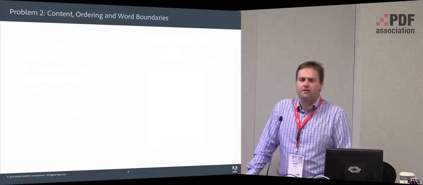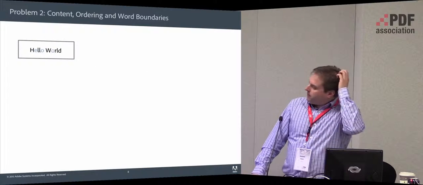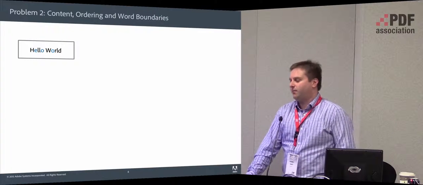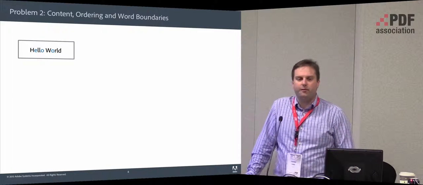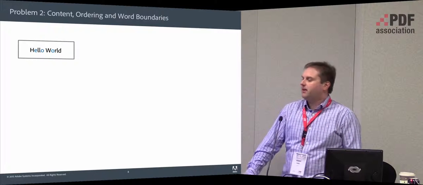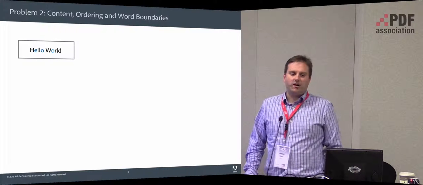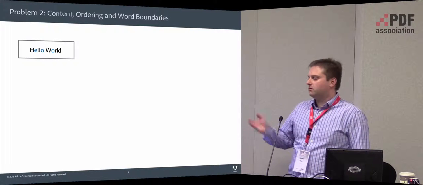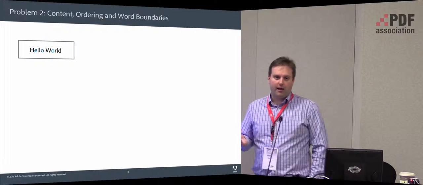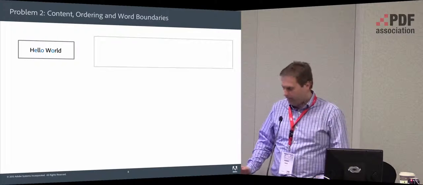Content ordering is another big problem. Take a simple example. In this case, I rendered the black letters separately from the blue letters. I just used offsets to put them in the right places. The final appearance to a human is Hello World. But processing that content stream would have HLL, WRLD, and then EOO. And so how do you know the order? How do you deterministically know the order?